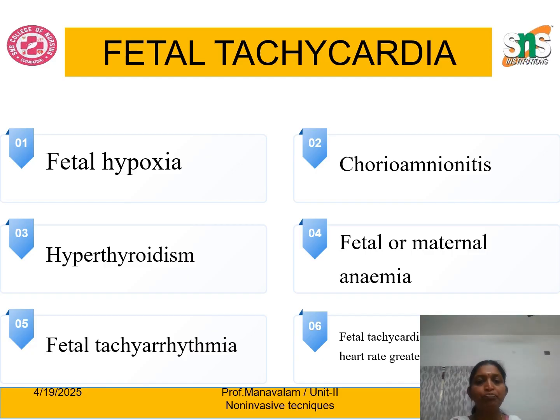Next, fetal tachyarrhythmia. Next, any infectious microorganisms that cause infection to the amniotic cavity, that is called chorioamnionitis. That is also one of the reasons for fetal tachycardia. Next, if the fetus or mother is affected by anemia, where the hemoglobin level is reduced from the normal level, then it is called anemia. If either the fetus or mother is affected by anemia, definitely there is a variation in the fetal heart rate.